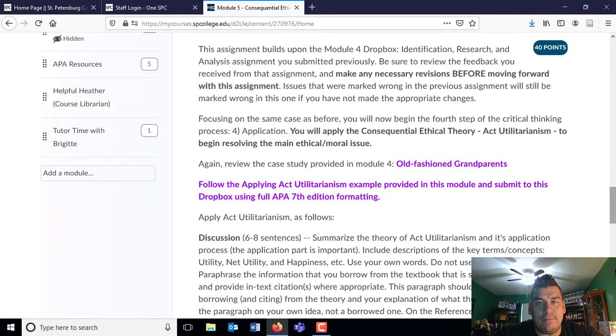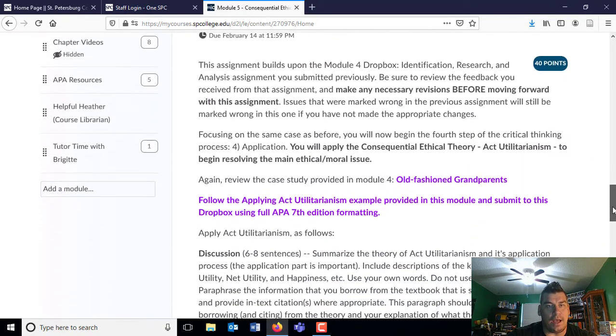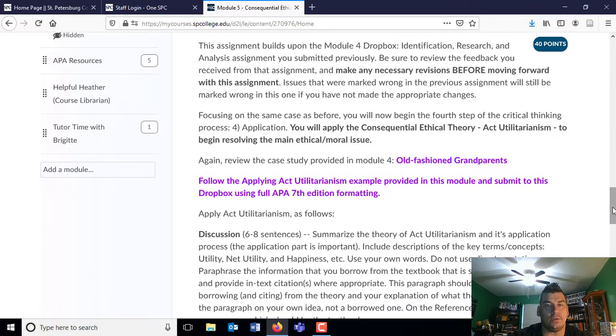Please check my feedback if I've asked you to tweak your options, because it's important. If the options weren't good, we need to fix them before moving forward, because now we need to see what option the Act Utilitarian would take. And so to do so, please follow the instructions here in this module.